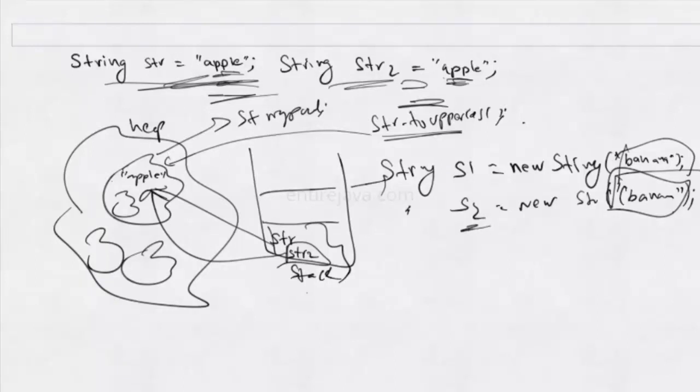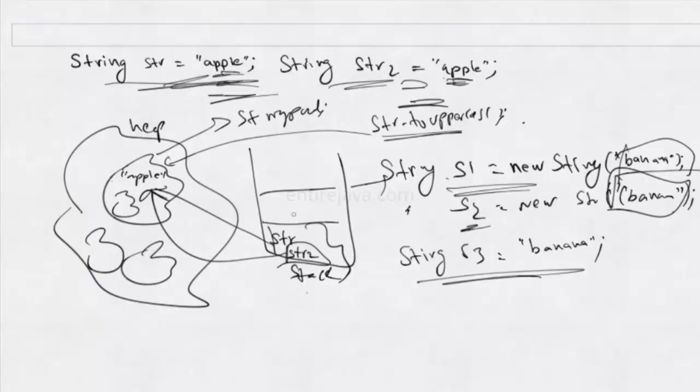Now let's say we have one more statement, say String s3 equals banana. Would this create a new object in the string pool? It won't, because by doing the earlier statement we've created an object in heap memory as well as in the string pool. So this statement, the s3, will point to banana in the string pool. Hope that makes perfect sense. Let's go back to our program.